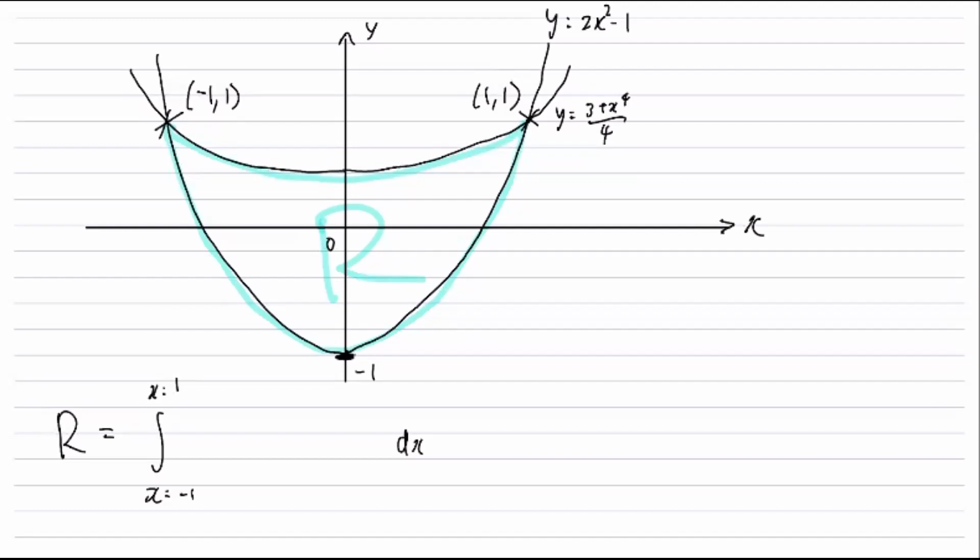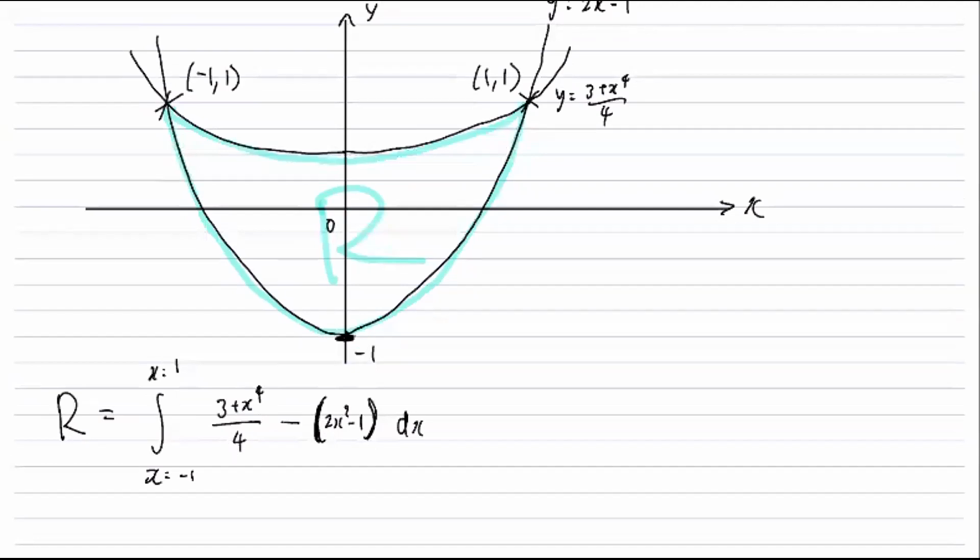Then the top function is y equals 3 plus x to the power of 4 over 4. That's the top. Minus away 2x squared minus 1. Missing pair of brackets here. Invisible pair of brackets, so you need to bring the minus in. Then over here, you can just use the GC.